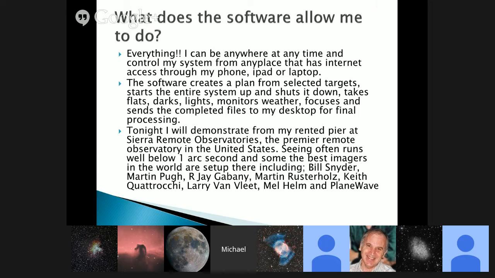Tonight I'm going to demonstrate from my rented pier at Sierra Remote Observatories. It's probably one of the most premier observatories in the United States. Seeing often runs below 1 arc second, and some of the best imagers in the world are set up there, including Bill Snyder, Martin Pugh, R.J. Gabany, Martin Rusterholtz, Keith Quattrocchi. I always have trouble with his last name. And this guy is a world-renowned brain surgeon, but he's an excellent imager. Also Larry Van Vleet, Mel Helm, and PlaneWave has all of their stuff there for testing, and I think ITelescopes has a bunch of stuff set up there as well. They're there to take advantage of the excellent seeing.